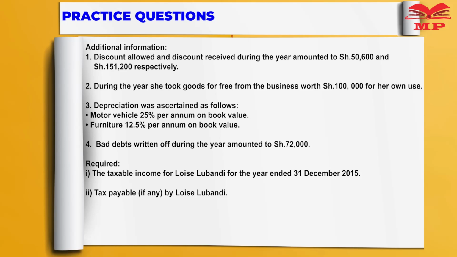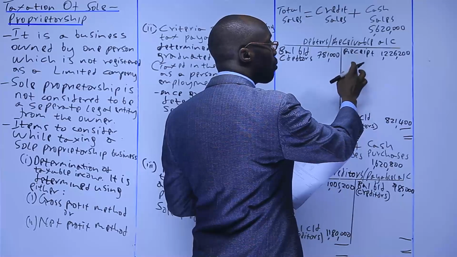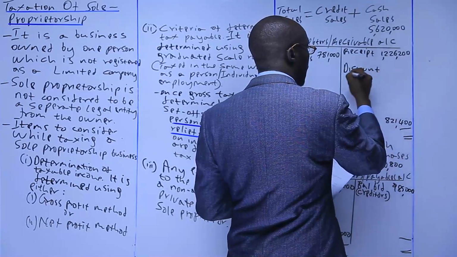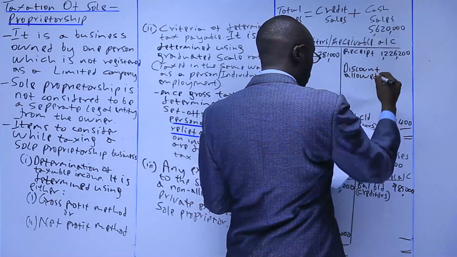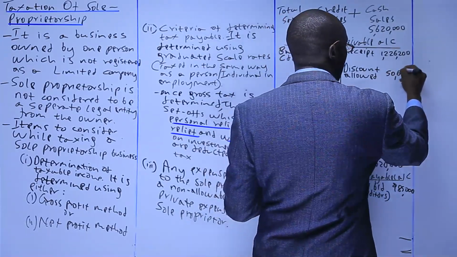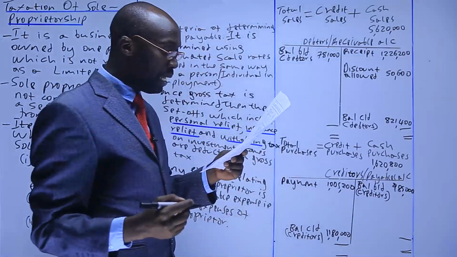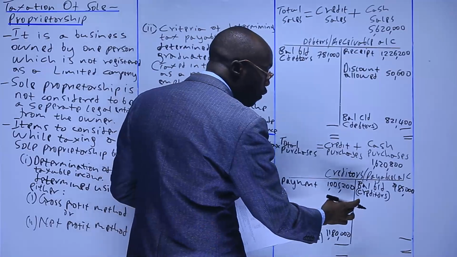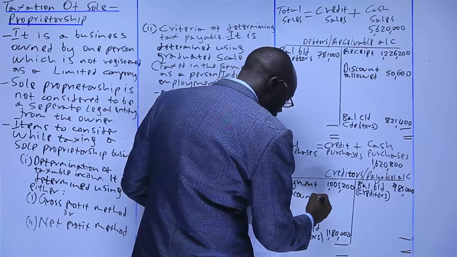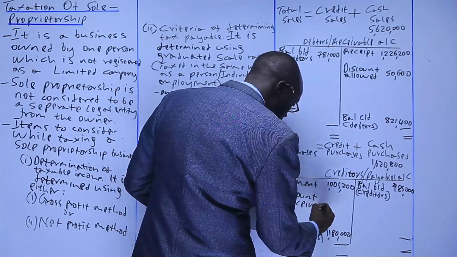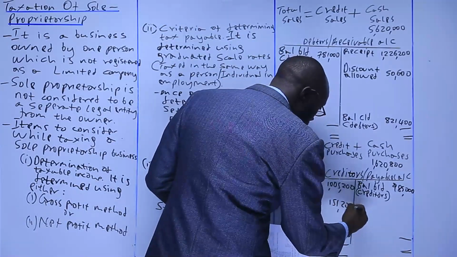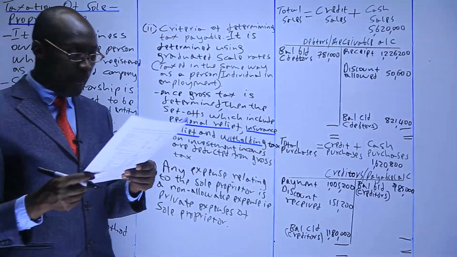Now, discount allowed reduces the debtors. When you give debtors discount allowed, it reduces what they are supposed to pay you. So you come here, discount allowed, which we have 5,600. And then we have discount received. Discount received, you receive from the creditors, people you owe money. So you'll have here discount received, which we have 151,200. There. Then we continue.